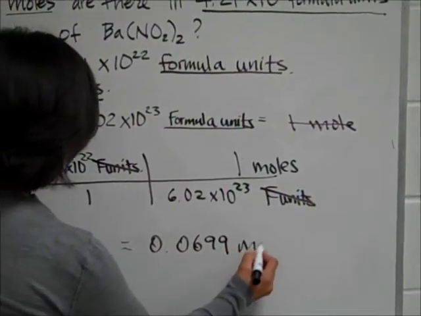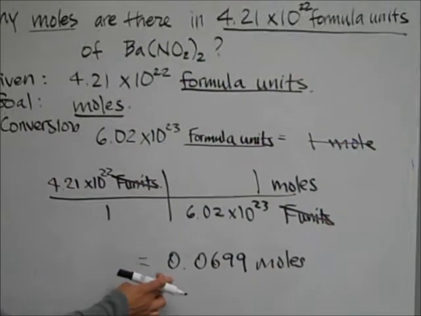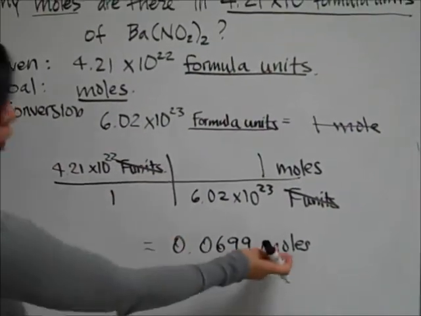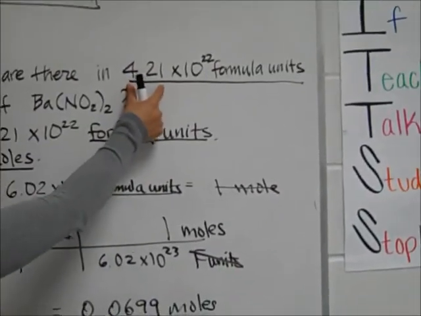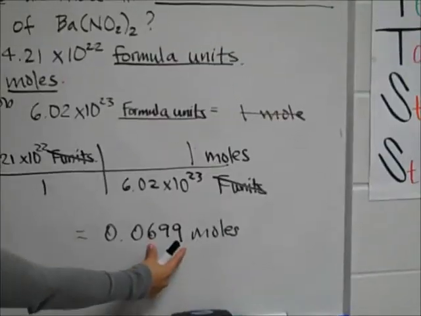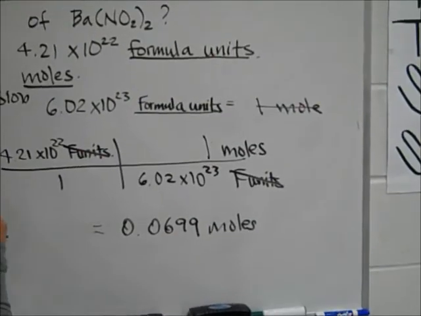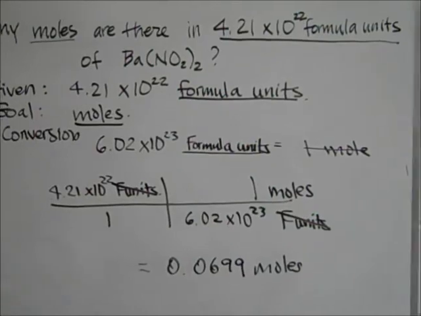0.0699 moles. A lot of you guys are going to wonder where I came up with this. Why wasn't it longer? Why wasn't it shorter? You have to look at your given number. There's 3 significant figures in 4.21, so my answer has to have 3 significant figures. So 0.0699 would be the proper answer. Okay? Good.